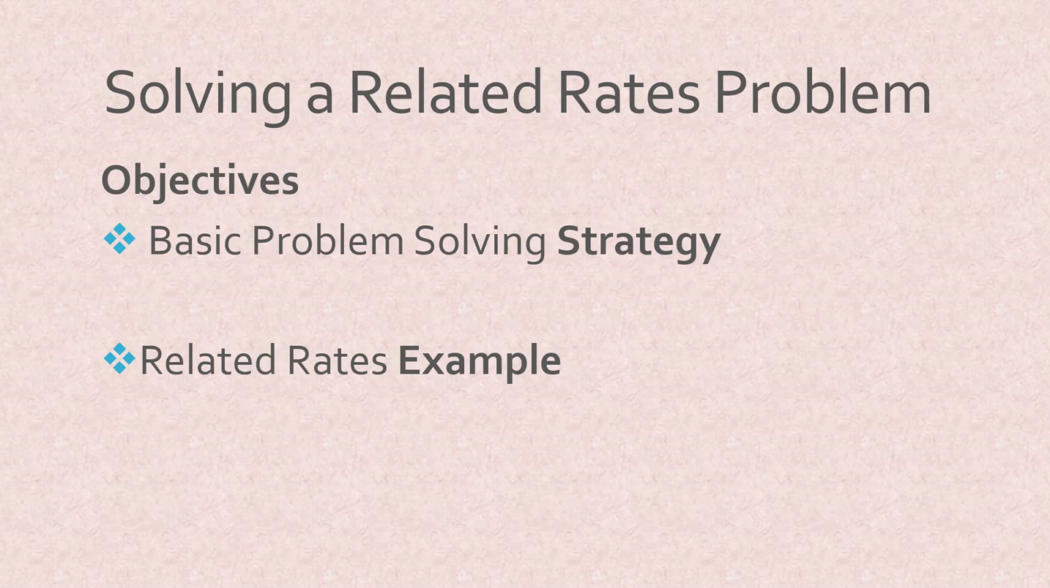So to recap, in solving our related rates problem, we had our basic problem solving strategy. Number 1, understand the problem. Number 2, devise a plan. Number 3, implement our plan. And number 4, look back. And then we looked at a ladder sliding down the wall as a basic example.